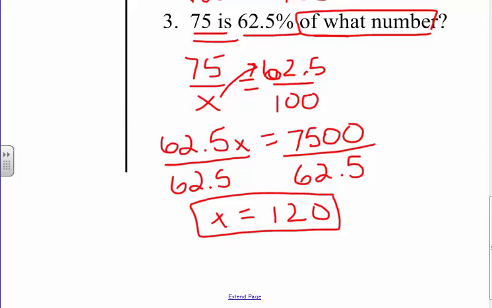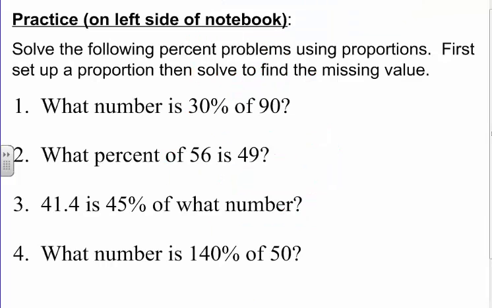Next will be to do some practice problems. There are just 4, so solve each of the following percent problems using proportions. First, set up the proportion, then solve to find the missing value.